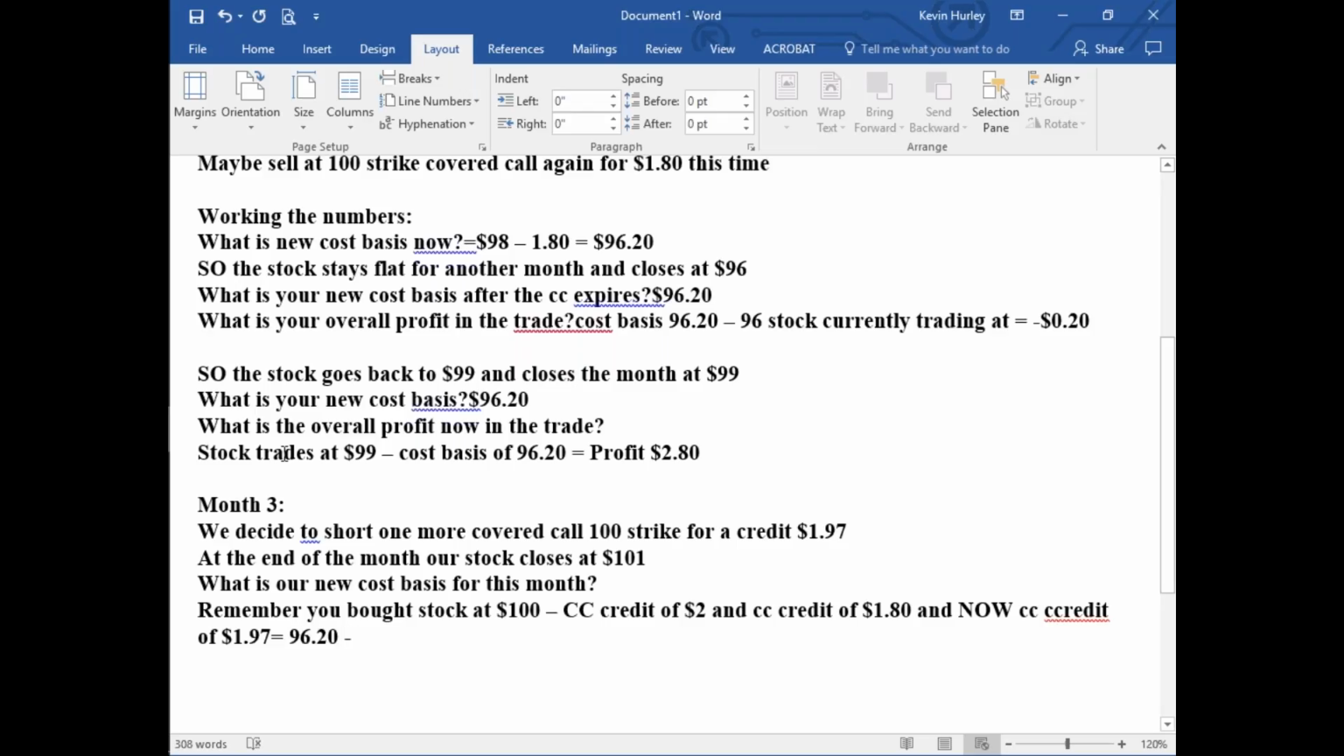Which should equal, we can go to last month, right? Last month's cost basis, including the past covered call credits, 96.20 minus $1.97. I'm going to use a calculator for this. $96.20 minus $1.97 is $94.23.